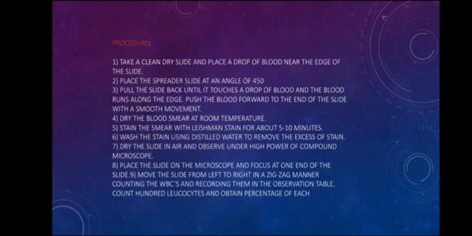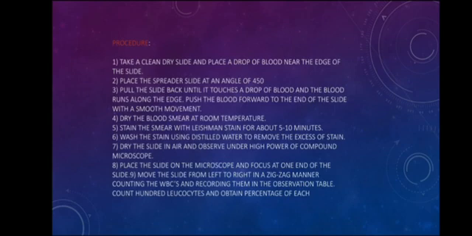let the blood spread along the edges. Push the blood forward to the end of the slide with a smooth movement. Dry this blood smear at room temperature. Stain the smear with Leishman stain for about 5 to 10 minutes. Wash the stain using distilled water to remove the excess stain. Dry the slide in air and observe under the high power of a compound microscope.